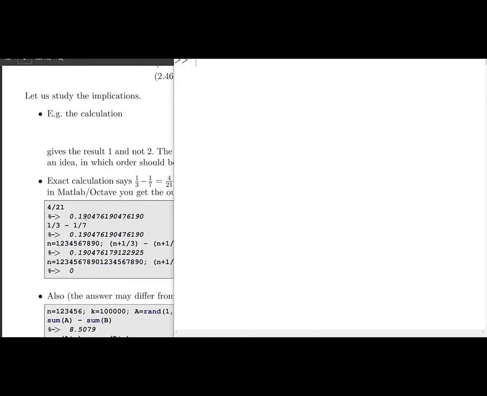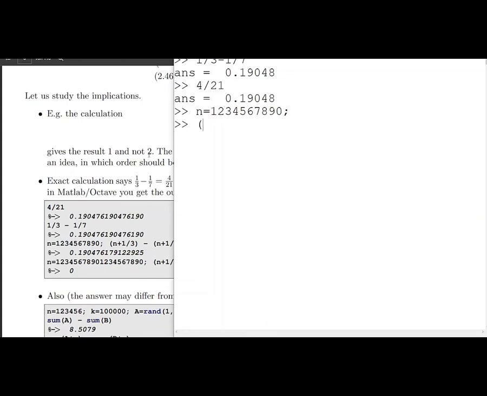Okay, so let's do these examples. What if we subtract 1 divided by 3 minus 1 divided by 7? It's 0.19048. What is the result working with fractions? 4 over 21. But what if we do the following? Let's take a large number. This is some example for a very large number.